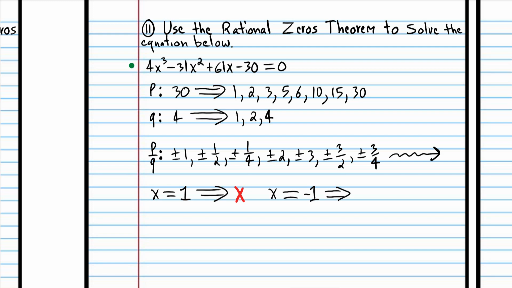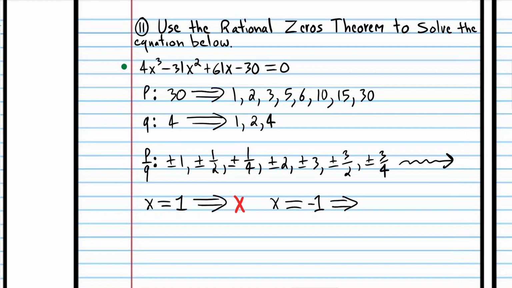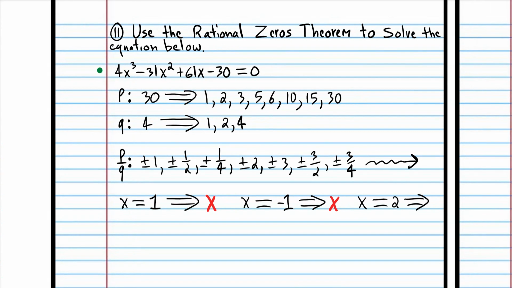Okay, we're back. So then we have negative 4 minus 31, then minus 61, then minus 30, and we can see that that's not going to work. So that won't work either. Now let's try x is equal to 2. So I'll plug in 2, and when you come back, we'll do it together.